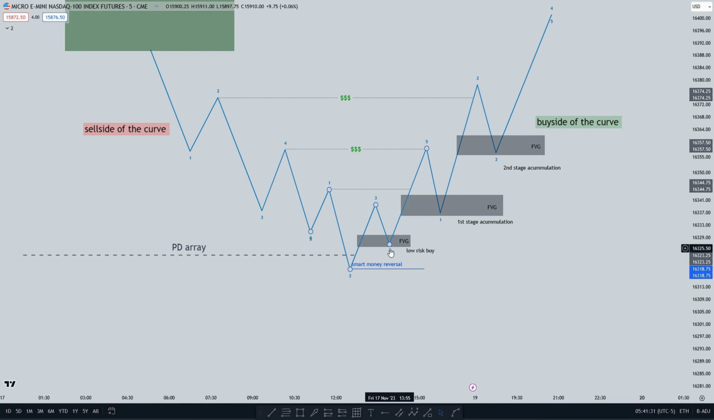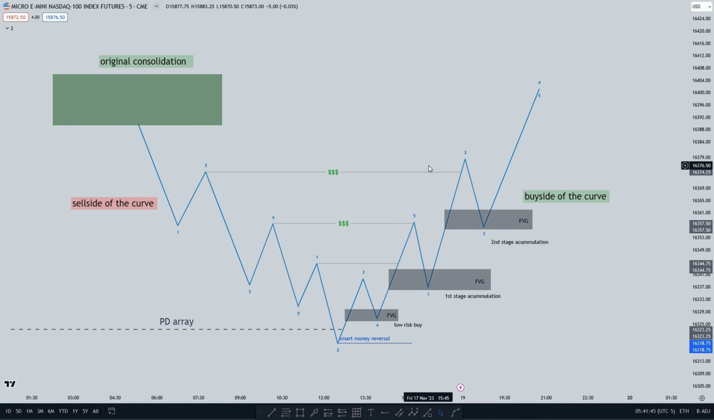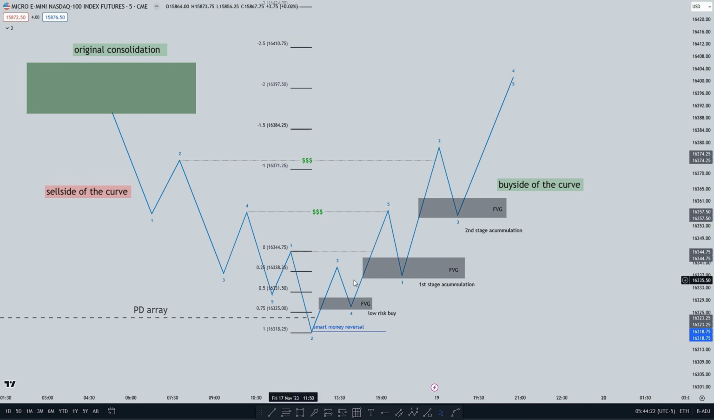So as you see, we have the PD array that made the smart money reversal, then we have the low risk buy fair value gap, and then instead of distribution, we have the first stage accumulation fair value gap, and then the second stage accumulation fair value gap. And we also want to be targeting the original consolidation on the buy side of the curve.